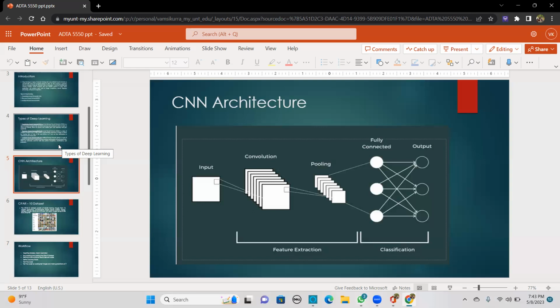The output of the fully connected layer is passed through a softmax function to obtain the probabilities for each class. And the next one is dropout.